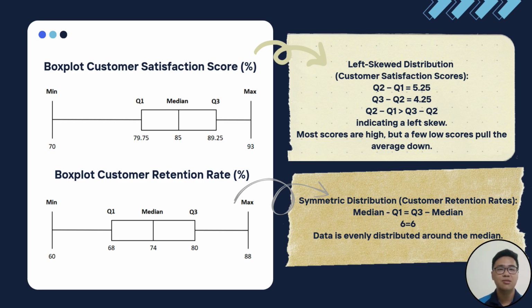Next, we also see the box plot for customer retention rate is symmetric. This means the data is spread evenly around the median, which is 74%. Here, Q2 minus Q1 is 6, and Q3 minus Q2 is also 6. Since the differences are equal, we know the data is balanced.